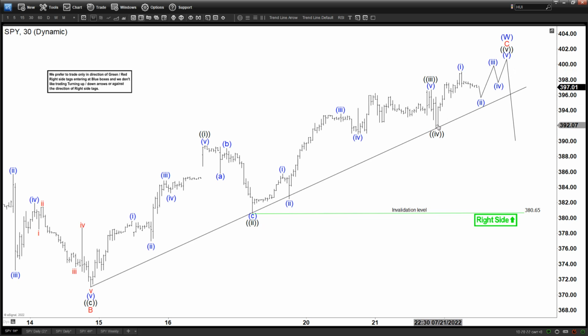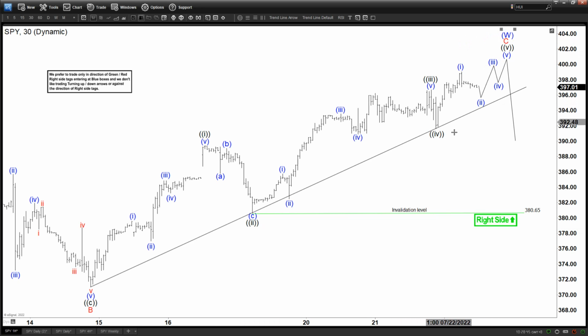In terms of the alternate, we could have, for example, ended wave 5 already here, at the C of the W. Instead of wave 1, this could be your entire wave 5 and it starts to pull back. So that's kind of the optional path that we see in the SPY here.